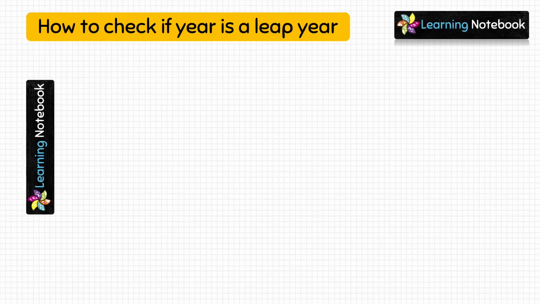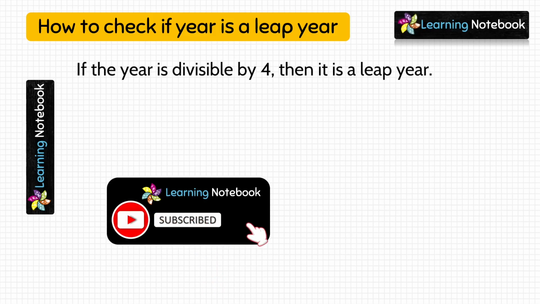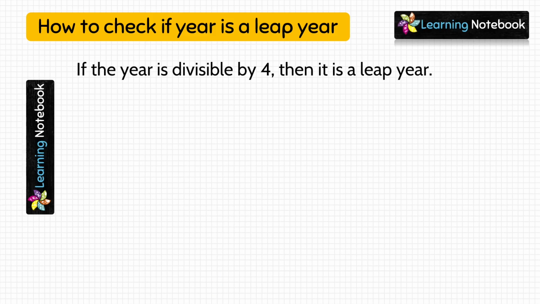Now let's see how to check if a particular year is a leap year or not. For this, students, we simply need to check if the year is divisible by 4. Divisible by 4 means that on division, we should get the remainder as 0. Let's take an example to understand this. 2008. We have to find whether this year 2008 is a leap year or not.